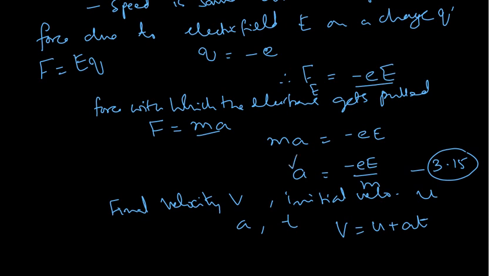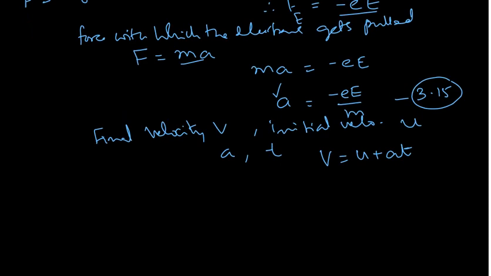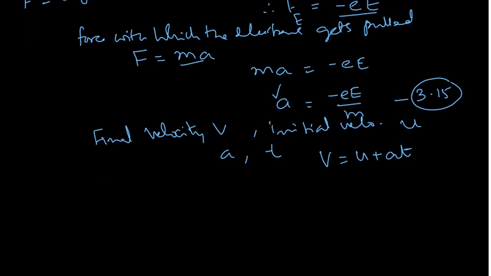So what we will get here: A is negative, and therefore final velocity is initial velocity minus E divided by m into t, whatever is the time taken. That's what we have. That's equation 36. Therefore the drift velocity, meaning between each collision there will be slowing down or the velocity may be increasing.